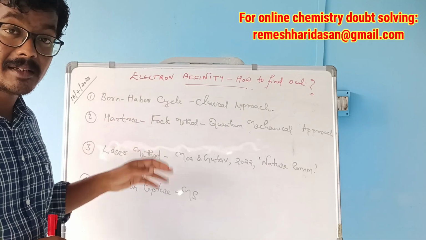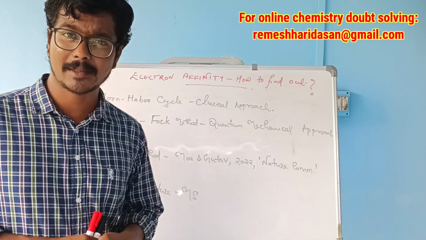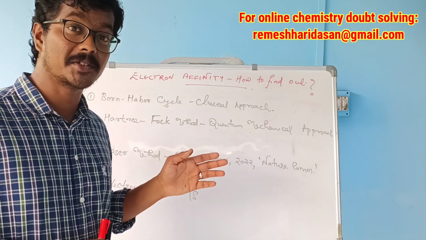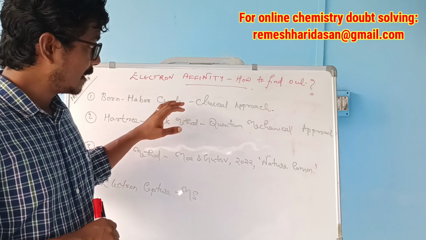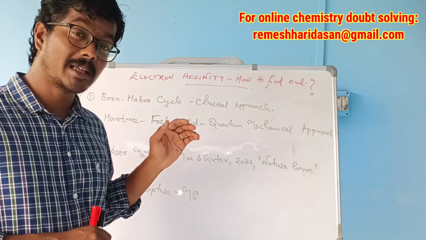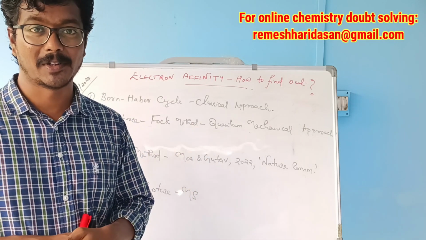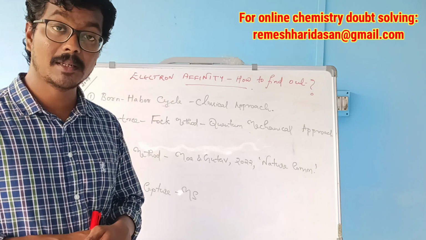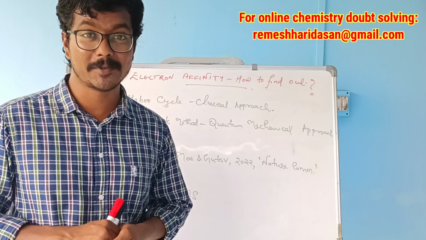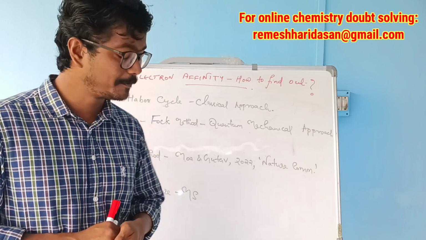The second one is the Hartree-Fock method, which is more precise than the Born-Haber cycle. The Hartree-Fock method uses quantum mechanical concepts and computational methods for the determination of electron affinity of an element. It depends purely on the time-independent Schrodinger wave equation for the calculation of the wave function of an element. From that, they determine the electron affinity, which is also a mathematical calculation and a very accurate value. We obtain a very accurate value, but it's insufficient for many elements, especially lanthanides and actinides.